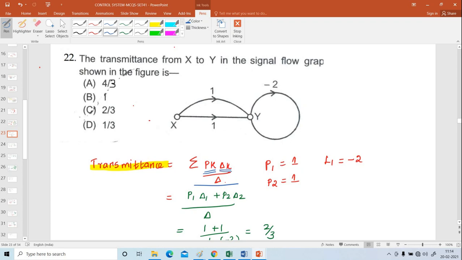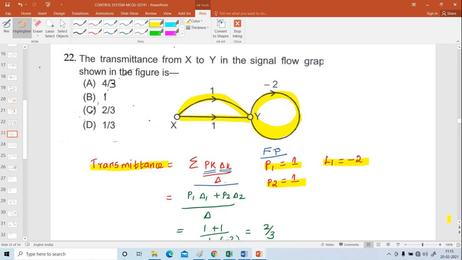Delta k is equal to delta, but with the loops not touching the kth forward path. First of all, I am going to find out how many forward paths there are. The forward paths are those that start from input and end at output. The first forward path from x to y is 1 and the second forward path from x to y is also 1. P2 is 1. And next find the loops. Only one self loop is available, that is L1 equal to minus 2.